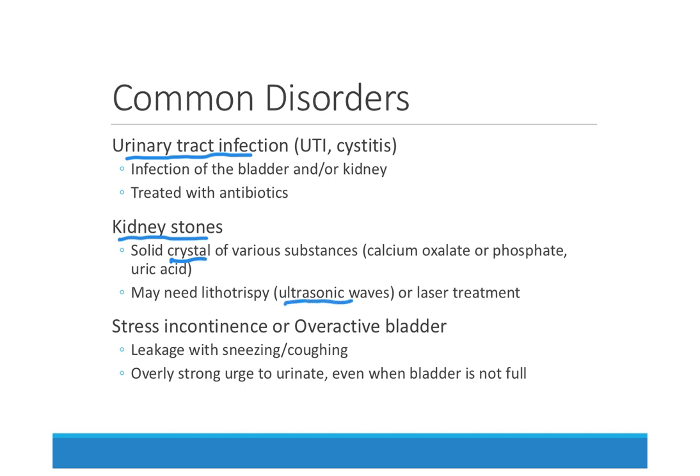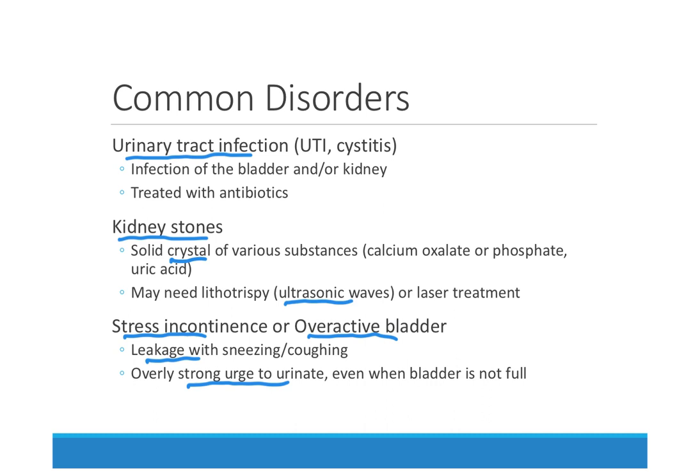And then finally, stress incontinence or overactive bladder is something that women are more susceptible to. Often the stresses of pregnancy cause permanent damage that can result in later years in leakage with sneezing or coughing. With an overactive bladder, the body seems to have forgotten how to hold it. So when the urge to urinate comes, even when the bladder is not full, people have a very hard time not peeing and not leaking.